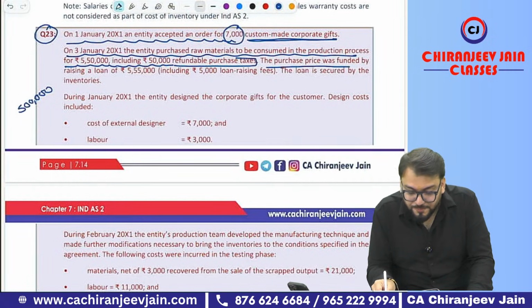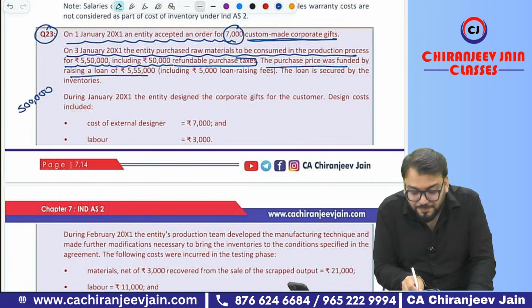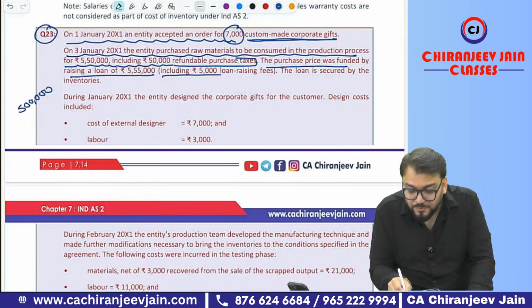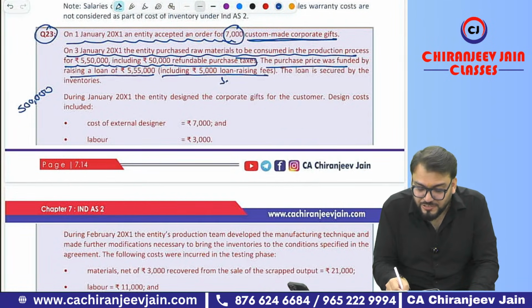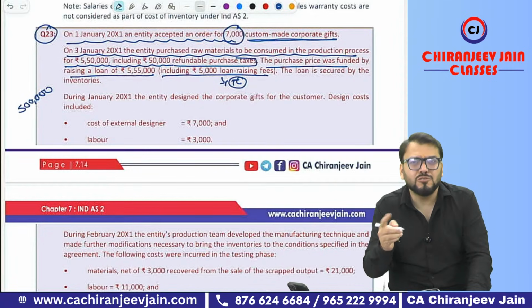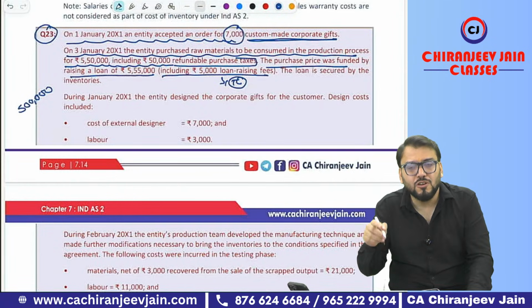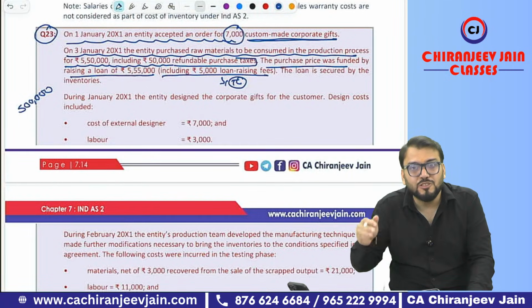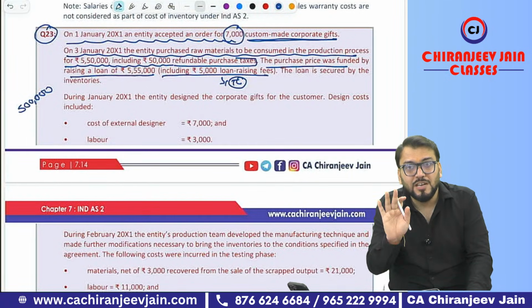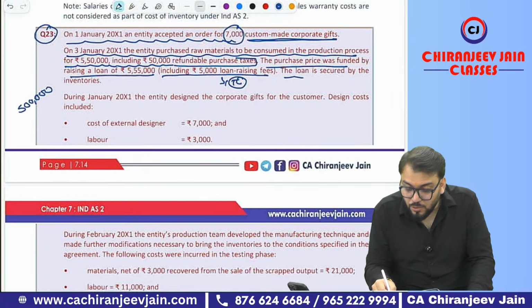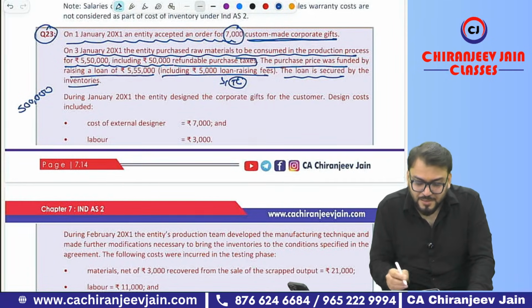The purchase price was funded by raising a loan of 5,55,000, including 5,000 loan raising fee. This is known as transaction cost. As per Ind AS 109, transaction cost will be deducted from the amount of loan received, and that will be used to calculate the effective rate of interest. So transaction cost is never capitalized to the cost price of inventory. The loan is secured by the inventory.